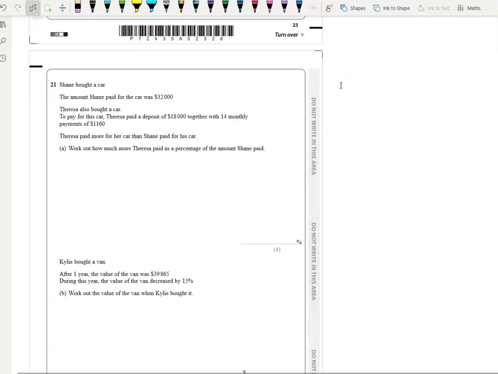Shane bought a car. The amount Shane paid for the car was $32,000. Teresa also bought a car. To pay for this car, Teresa paid a deposit of $18,000 together with 14 monthly payments of $1,160. Teresa paid more for her car than Shane paid for his car. Work out how much more Teresa paid as a percentage of the amount Shane paid.